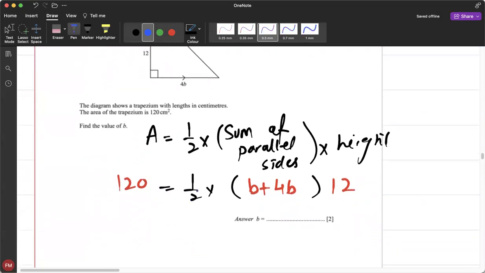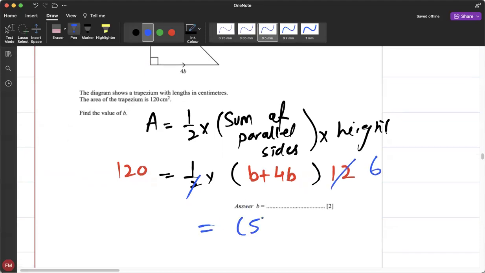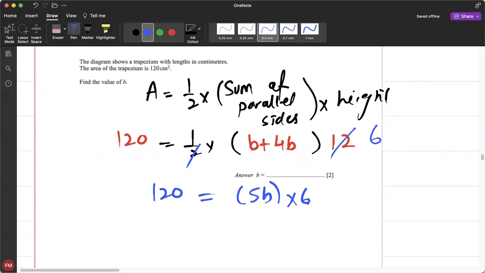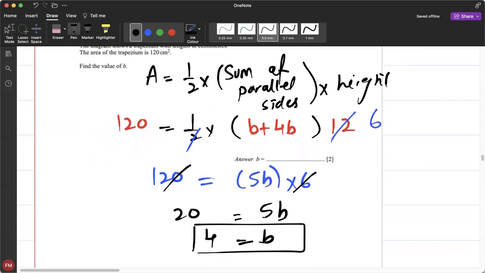So let's simplify this. Half of 12 is, of course, 6. I know that's going to be 5b inside the bracket. Then we have 6 times 5b equals 120. I can put the 6 in the denominator, and that should be 20 is equal to 5b. So again, b comes out to be 4. Honestly, I think this is not challenging. I think this is quite easy, and you should not struggle in plugging in the formulas. There's literally nothing that's too complicated.